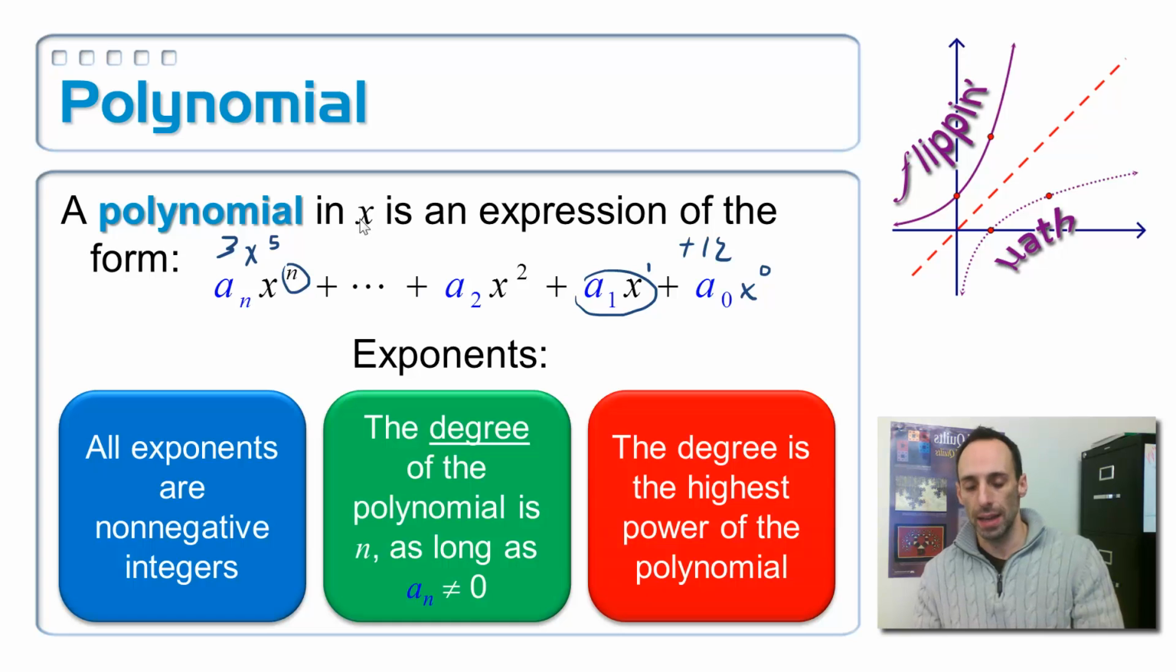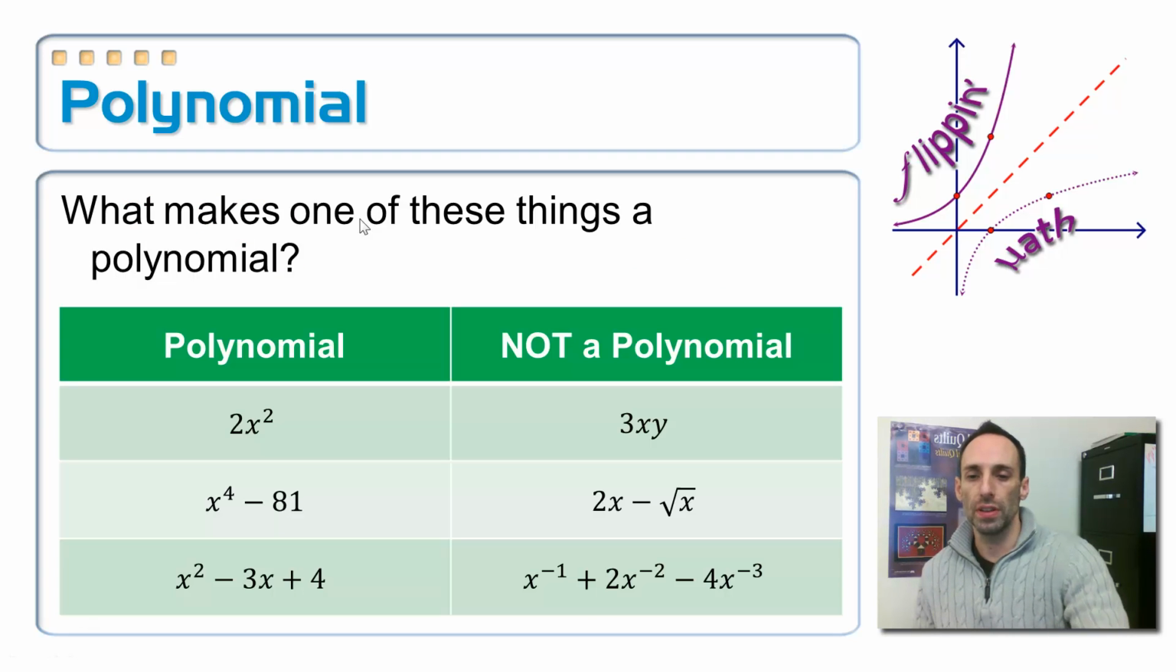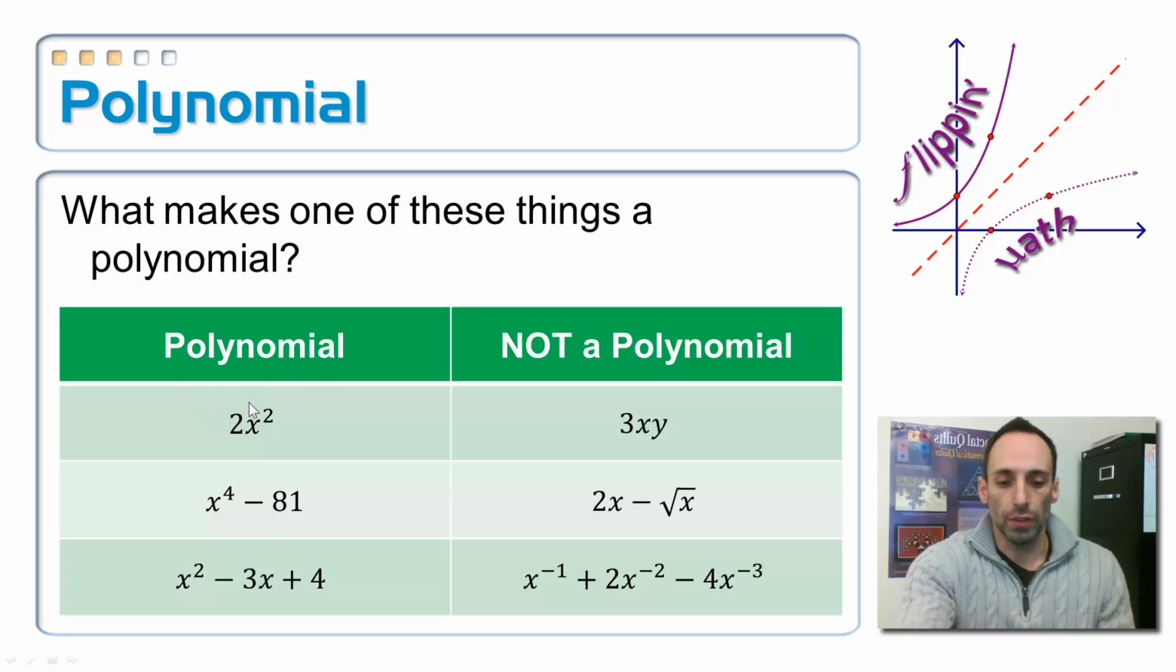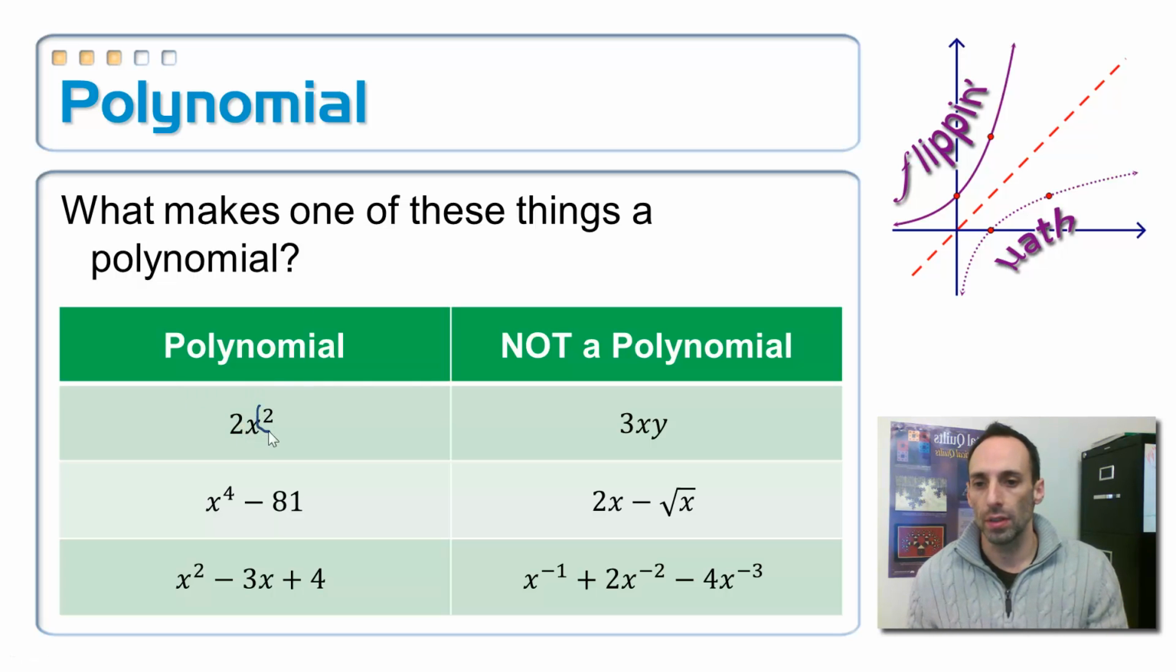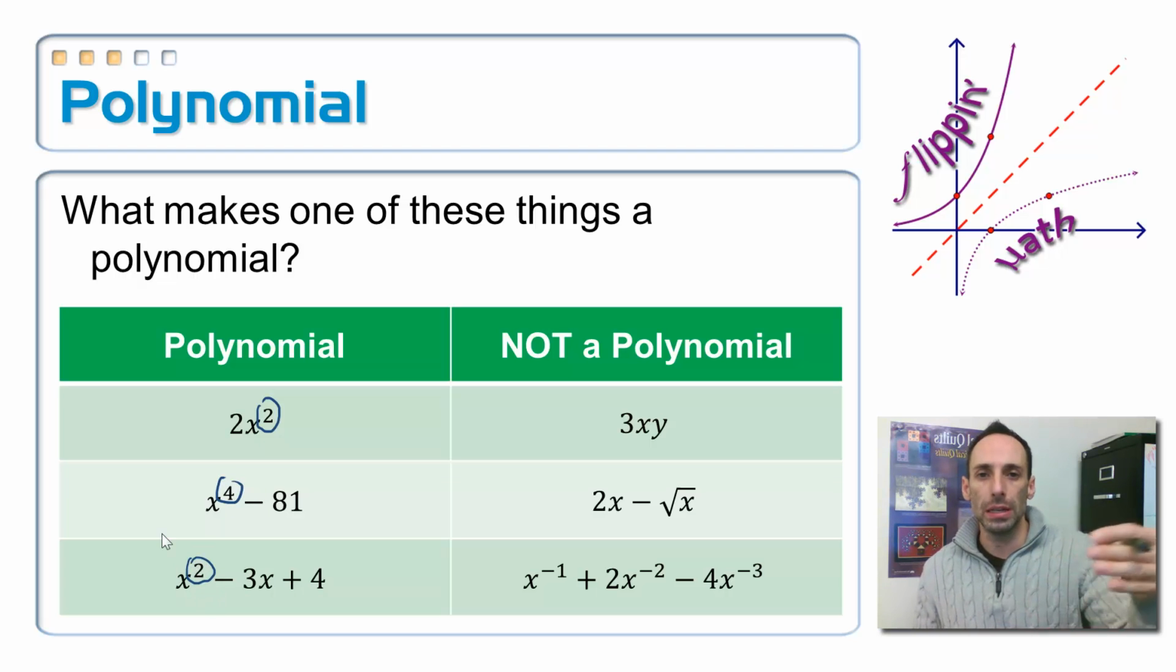So let's look back at this previous slide here. If I look at this first one here, the degree here is 2. There's no other terms in it. The degree is 2. And the next one here, the highest power I have is 4, so its degree is 4. I look at the last one here. This last one has a power of 2. It's the highest power. Its degree is 2.